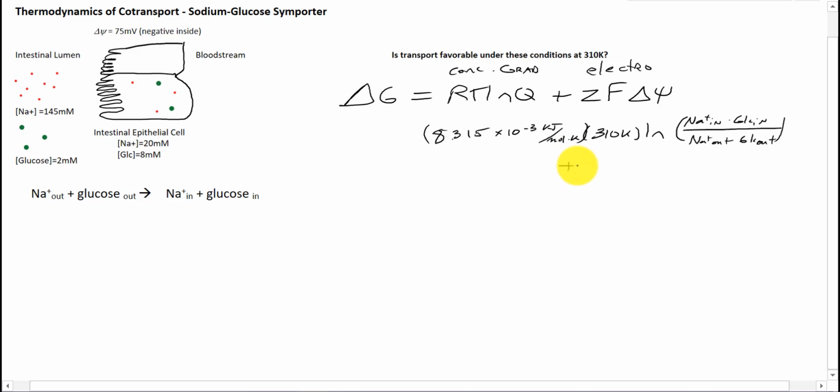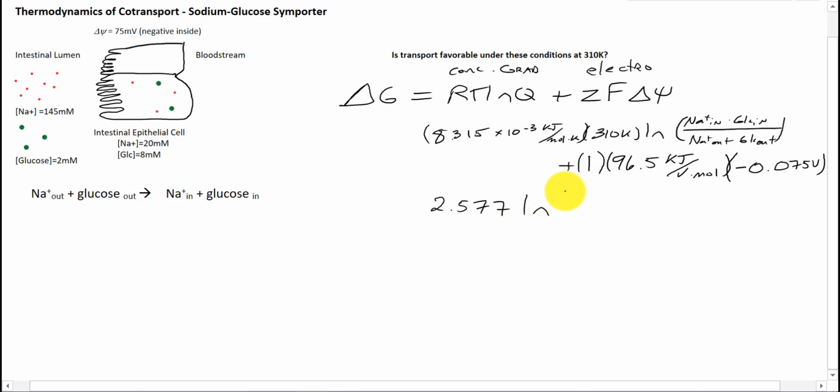And then we have to add our electrostatic contribution. In this case, our Z is 1, because that's the charge on our sodium ion. And it's always going to be scaled by Faraday's constant. But now we have to decide what delta psi is. And we can see the electrostatic potential, or the membrane potential here, the 75 millivolts with negative on the inside. A sodium coming into a negative environment will be a favorable gain of electrostatic potential, so we're going to add the negative 0.075 volts.